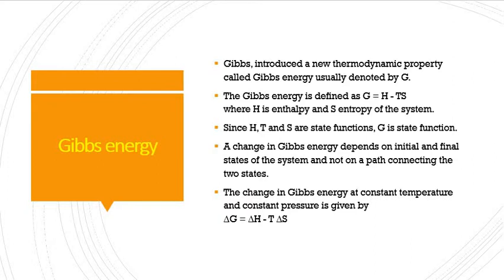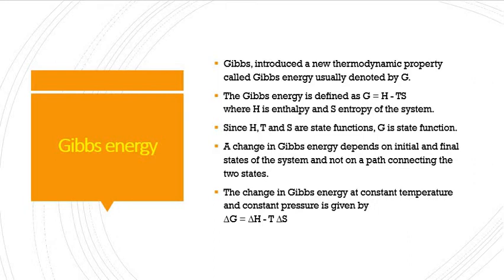was solved by a scientist named J.W. Gibbs, who was American. He introduced a term called Gibbs energy. It is a thermodynamic property denoted by capital G. The Gibbs energy is defined as G equals H minus TS. G is Gibbs energy, H is enthalpy, T is temperature in Kelvin, and S is entropy.